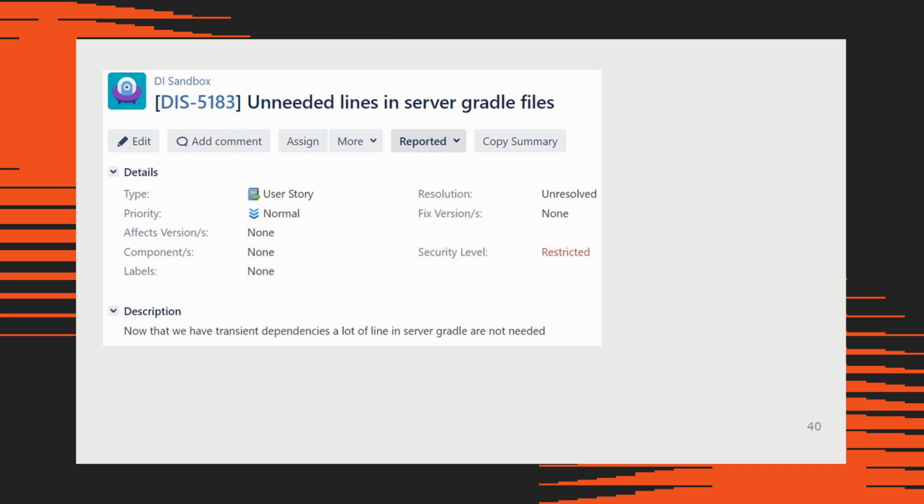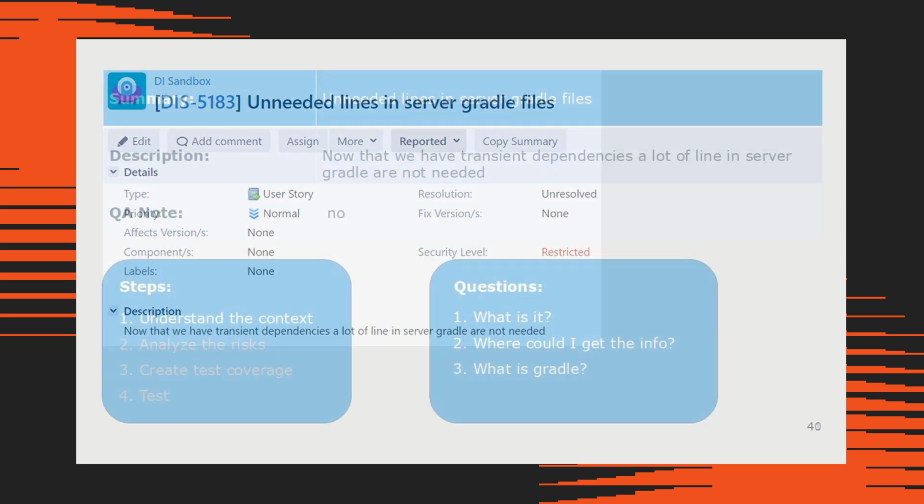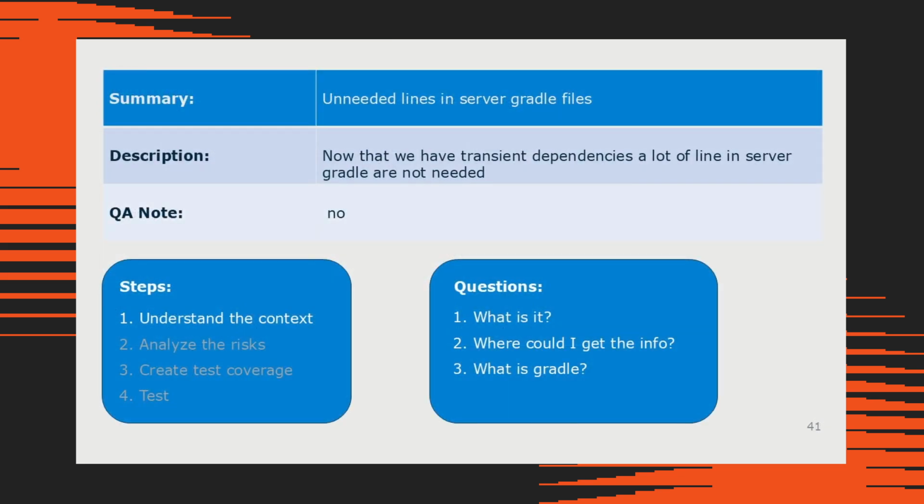But sometimes we have the opposite situation. For example, this one sounds like unneeded lines in server Gradle files. Again, questions for this ticket from my side. What is it? I don't understand. Where could I get the info to clarify my understanding? And of course, I don't know what Gradle is. Let's go through these questions.